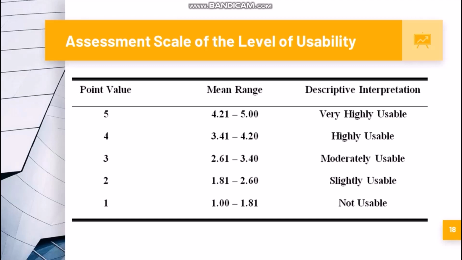Point value 3, which is under the range 2.61 to 3.40, will be interpreted as moderately usable. Point value 2, which is under the mean range 1.81 to 2.60, will be interpreted as slightly usable. Point value 1, which is under the mean range 1.0 to 1.81, will be interpreted as not usable.